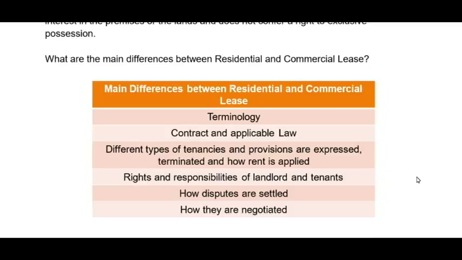What are the main differences between residential and commercial leases? The terminology, the contract and applicable law, different types of tenancies and provisions, how leases are expressed, terminated, and how rent is applied, rights and responsibilities of landlords and tenants, how disputes are settled, and how they are negotiated.